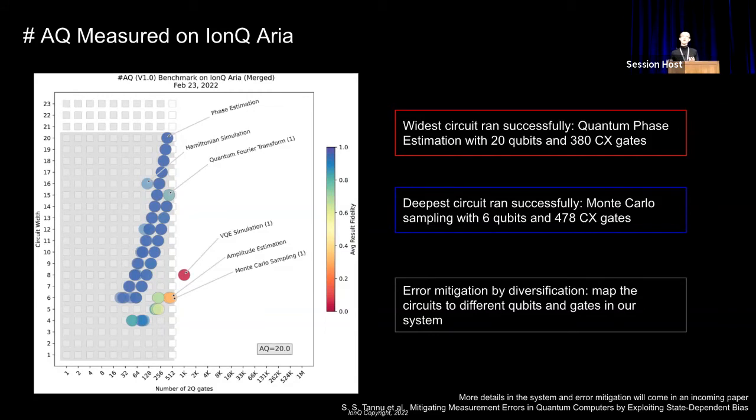The error mitigation we use here is a technique called diversification, which exploits the symmetry of the circuit's execution, because these symmetries do not require you to know the output. So it can generally be deployed in our execution layer. In this case, we use the ability to map the circuit to different qubits and then consolidate the results to mitigate errors. More details of the error mitigation approach will come in an upcoming paper.